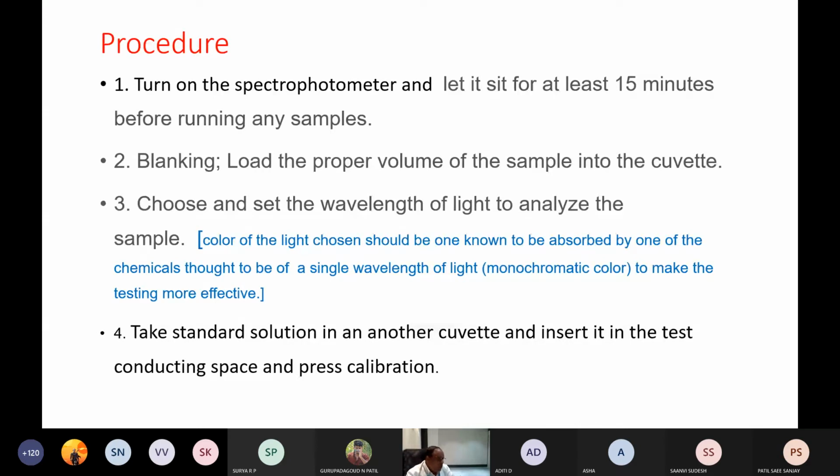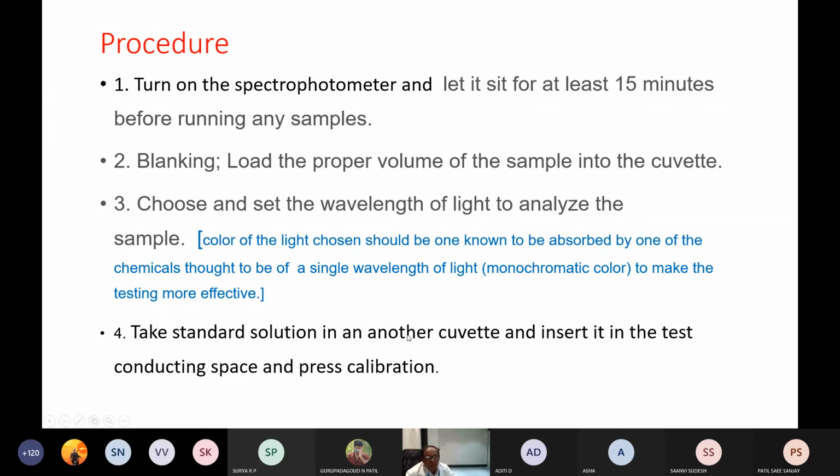What happens by using the bichromatic wavelength is that you can subtract or compensate the interfering factors. In those conditions they use the bichromatic wavelength. But usually it will be better to use the single wavelength, that is the monochromatic one.